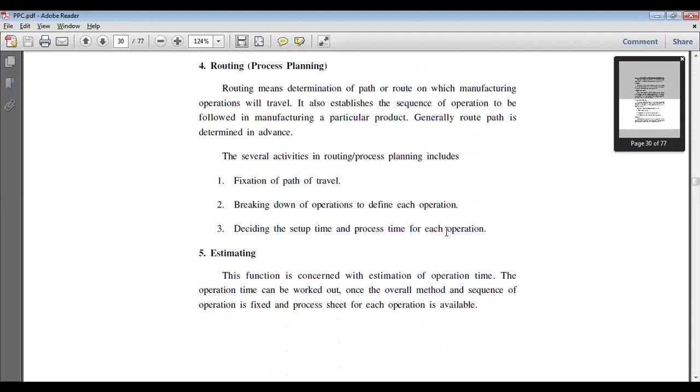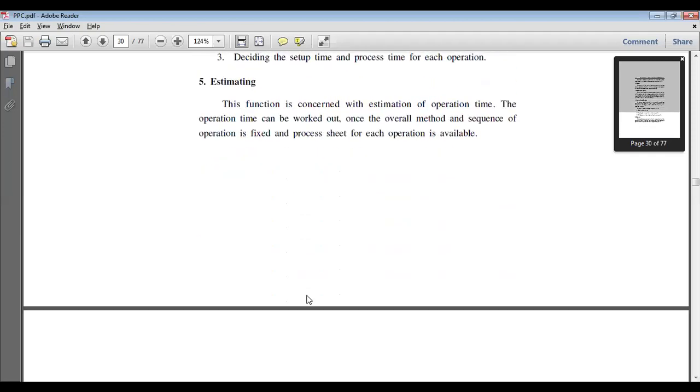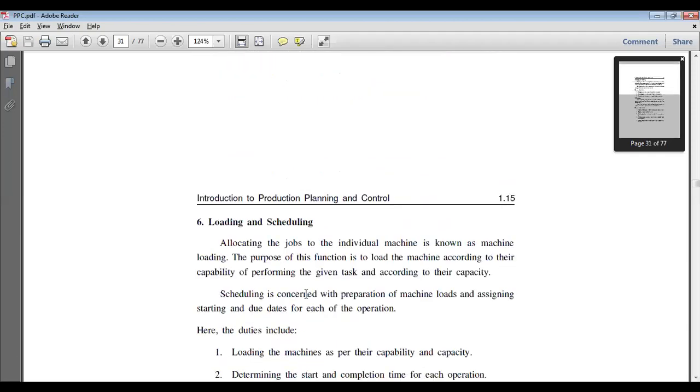The operation time can be worked out once the overall method and sequence of operation is fixed and the process sheet for each operation is available. This function is concerned with estimation of operation time. We have to estimate the operation time, and also how it can be reduced. So this is estimation of the time, then loading and scheduling.